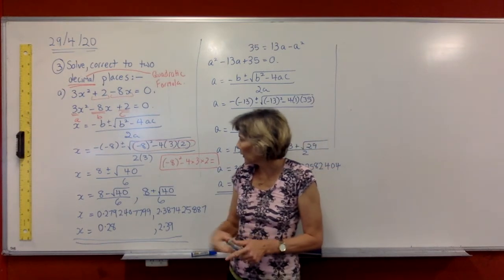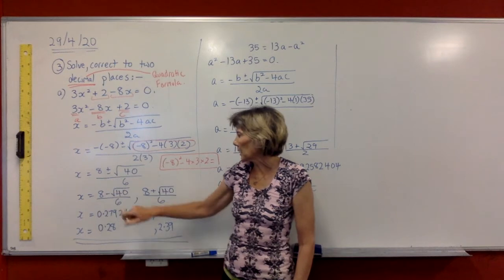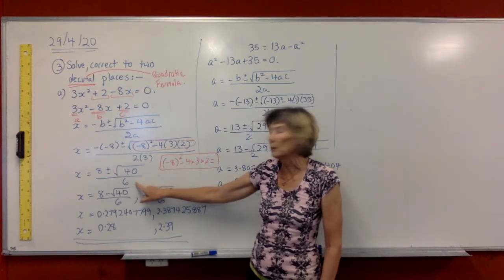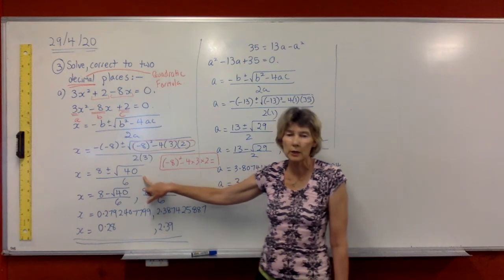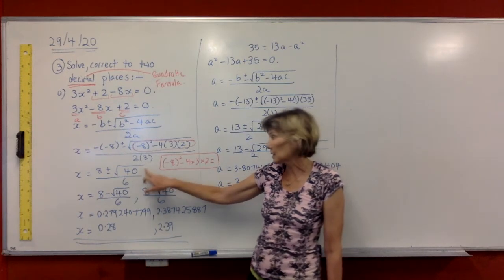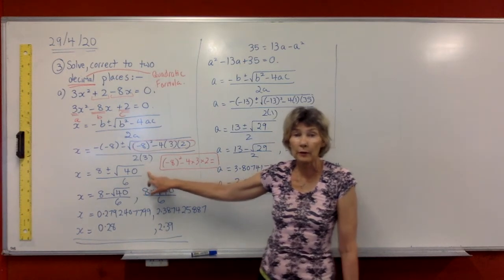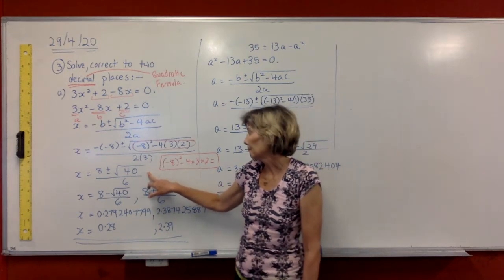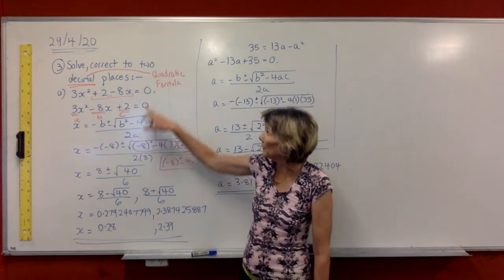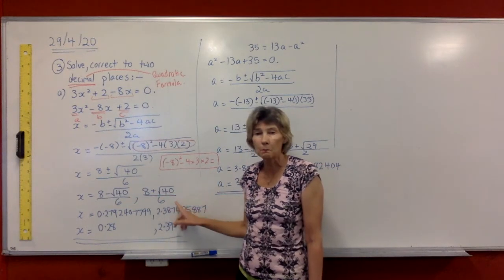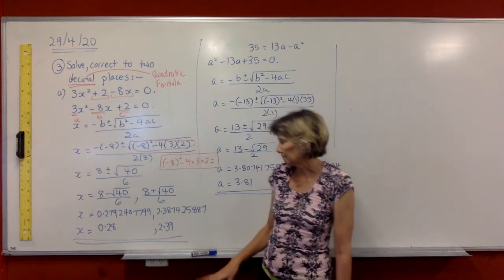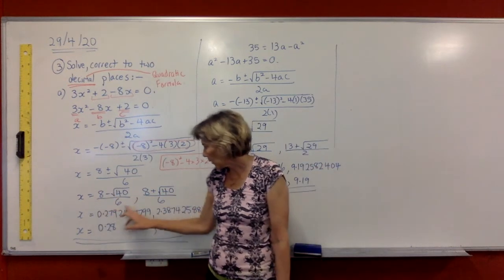Okay, so minus 8 is plus 8 at the front, and 2 times 3 on the bottom will be 6. Now, after you get to there, you don't need to try and simplify this further. It does simplify. Perfect square of 4 will go into 40. But we're not going to go any further because we know that the question wants a decimal. So we're just going to split these answers up, one minus, one plus. And then we're going to put all that in the calculator.